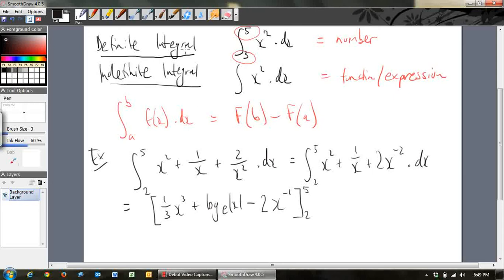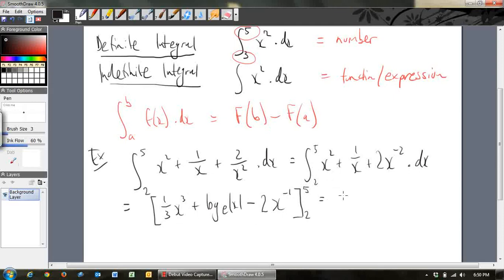Now you notice here I haven't put the plus c in. When we're doing a definite integral, we don't need to put the plus c, because when we do this subtraction, the plus c just cancels out. It disappears. It doesn't affect the answer at all, so we don't need to write that in. What we do now is substitute the value of 5 into here for x, and then subtract that and substitute the value of 2 in for x here.